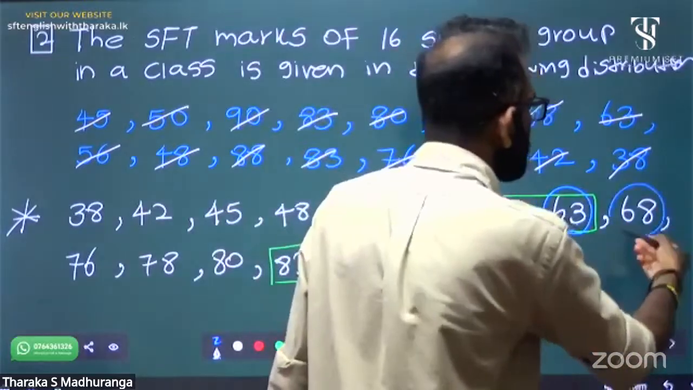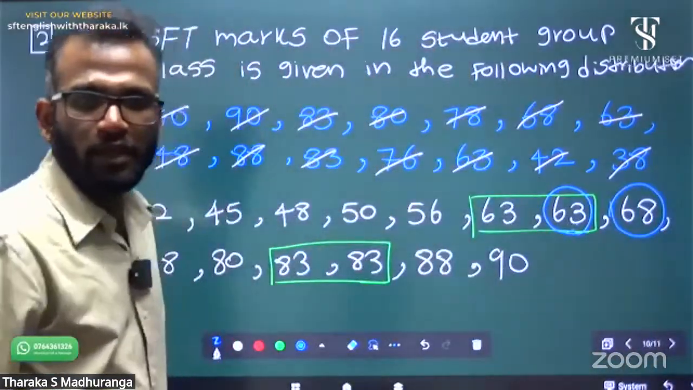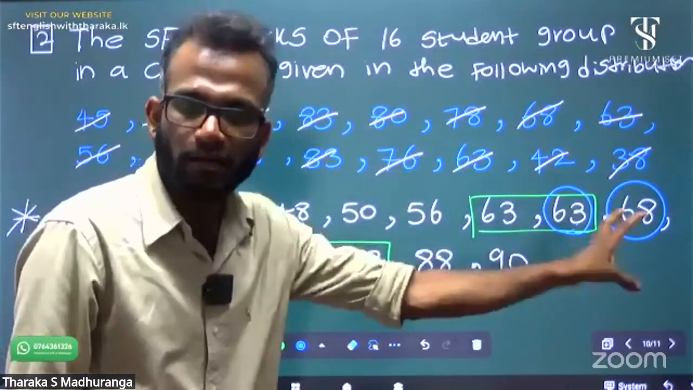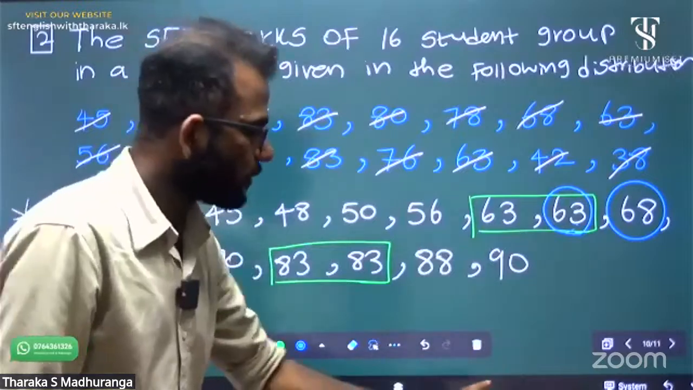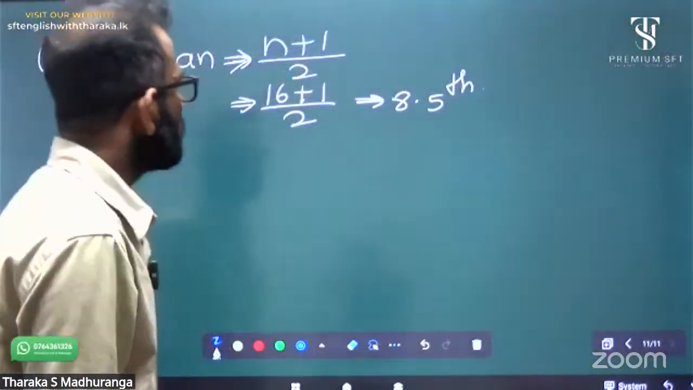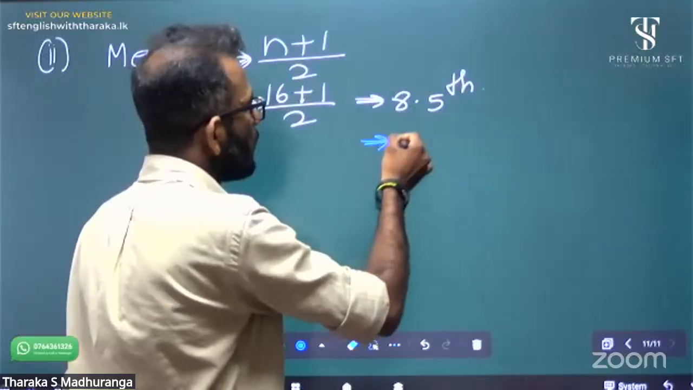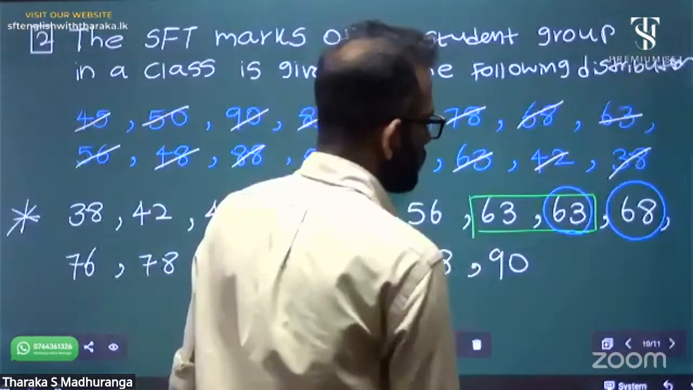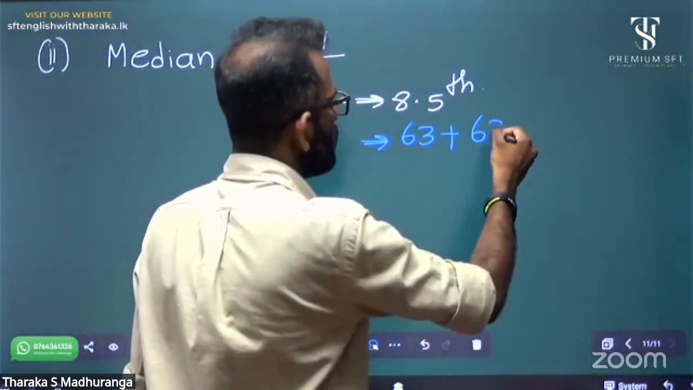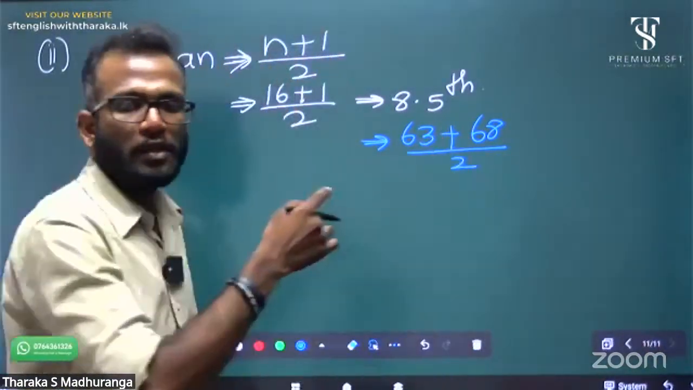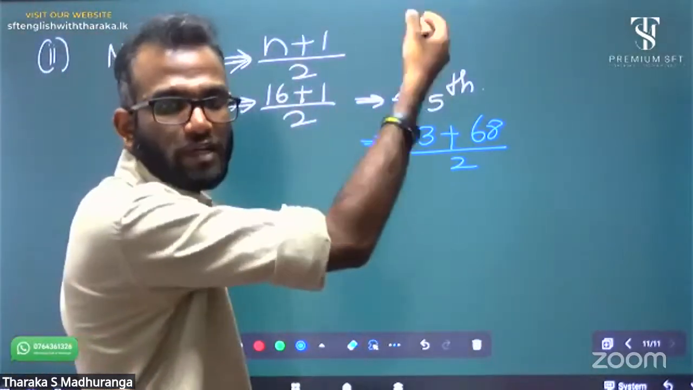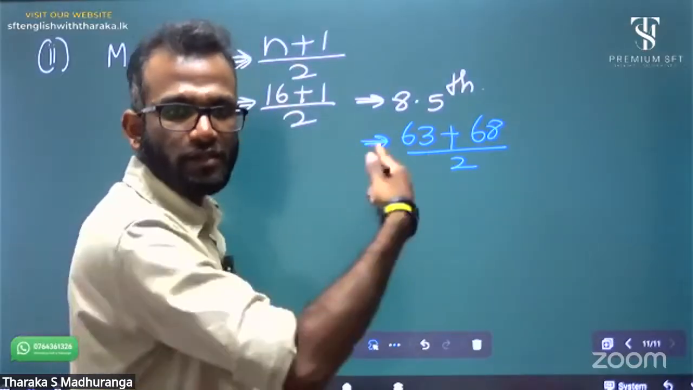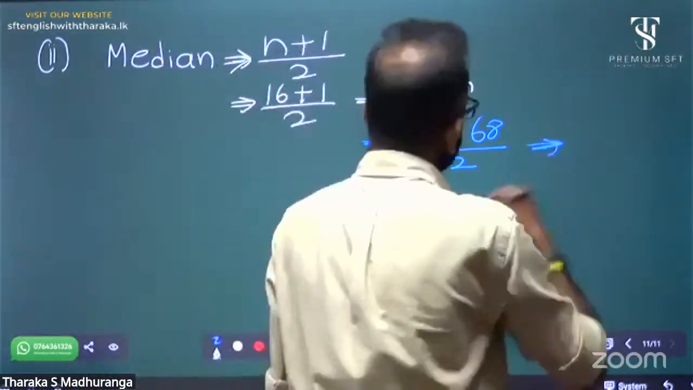Okay, this is the 9th value. 8.5 means the middle value of the 8th and 9th values. Okay, remember. Now, the middle value: 63 plus 68 over 2 is the middle value between the 8th value and the 9th value. Understood? Who can correct this? What's the value?